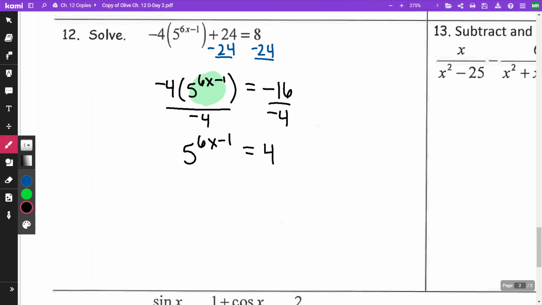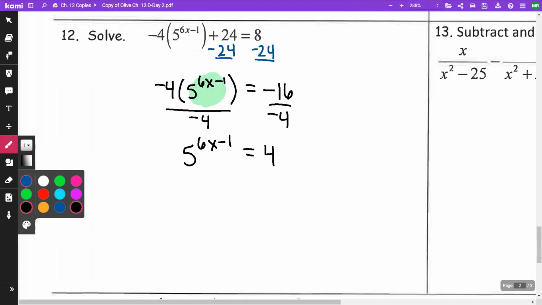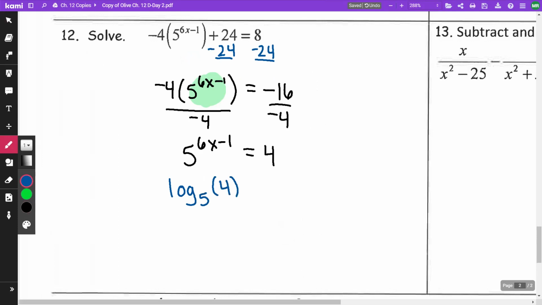At this point, I'm going to rewrite this as a logarithm. So I'm going to write this as log base 5 of 4 equals 6x minus 1. Okay, I'm just rewriting that exponential as a logarithm. Then I'm going to put log base 5 of 4 in my calculator. Okay, and so when I do that, let me just put it in my calculator.